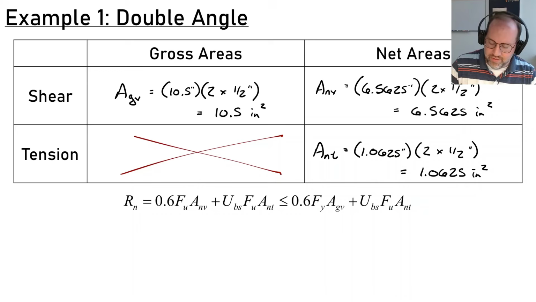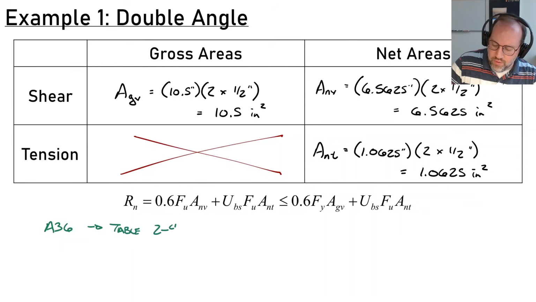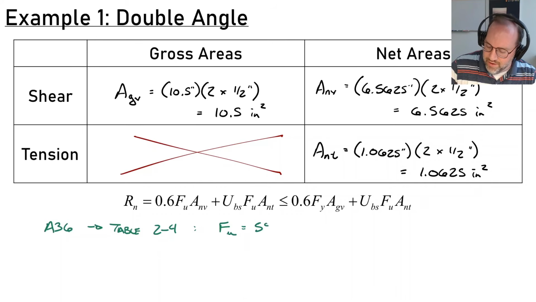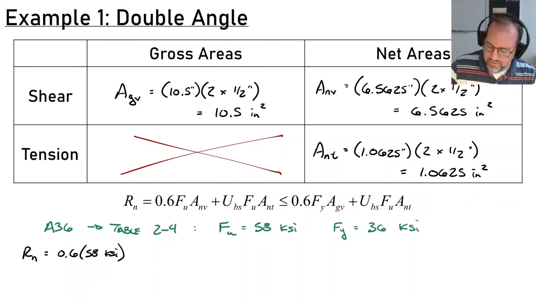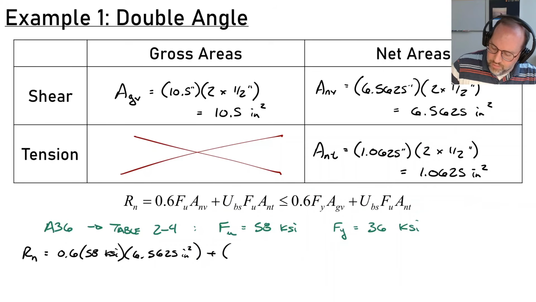Now I'm ready to apply my block shear equation, but first I need my material properties, ultimate and yield stress. We're dealing with A36 steel here, so I'm going to look that up in table 2-4, and I'm going to find that Fu is equal to 58 ksi, and Fy is equal to 36 ksi. So my Rn is going to be equal to 0.6 times Fu, which is 58 ksi, times my net area in shear, which was 6.5625 square inches, and plus our Ubs factor is 1.